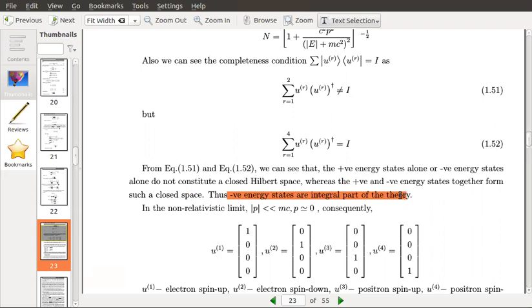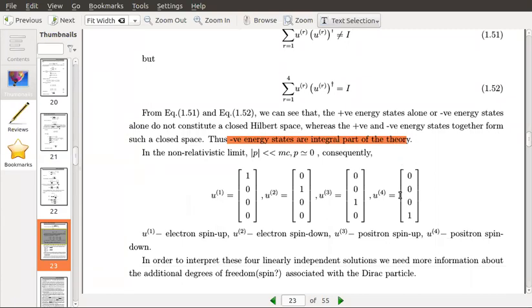So negative energy is not a nuisance. It is an integral part of the theory. It is already built in within the theory. The only thing is you have to identify what it is, you have to give an explanation for that. Okay.